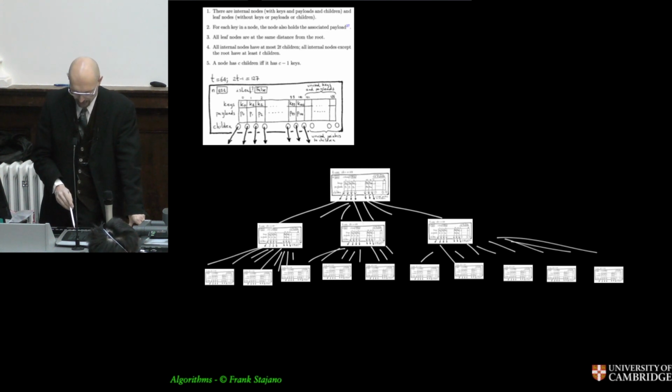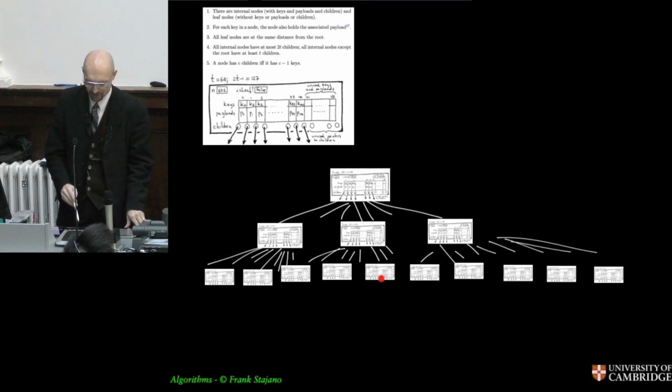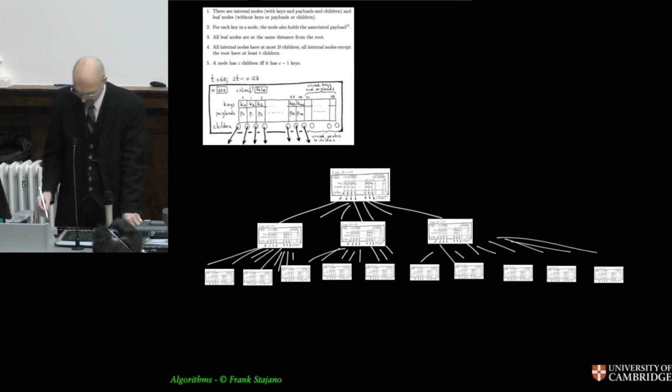So it's all very well to delete something from the bottom only, except that sometimes the thing you need to delete may not be at the bottom. And also except that sometimes the node from which you want to delete something may already be at the minimum number of keys. And so if you deleted one more key from it, then it would violate the invariant that the node has to have at least t children.